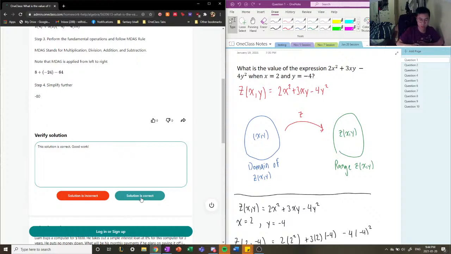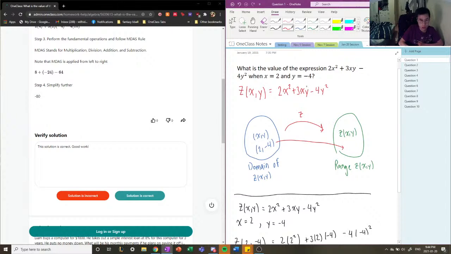And one more time, let me just illustrate through my diagram here. If we had a value pair of 2 and negative 4, that means that the function z mapped 2 and negative 4 to a value of negative 80.